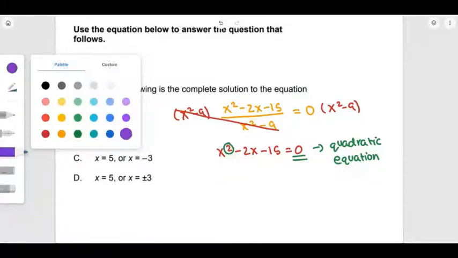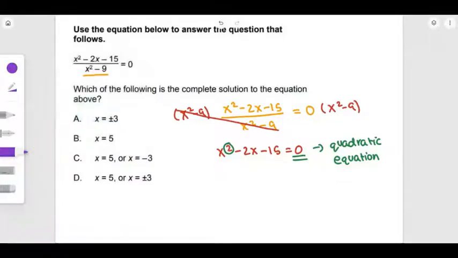So, in order to do that, we need to find two factors that multiply to give us a product of negative 15, and the same two numbers will give us negative 2 when we add them. Now the factor pairs of negative 15 are 3 and negative 5, or negative 3 and 5. The correct choices are x minus 5 and x plus 3.